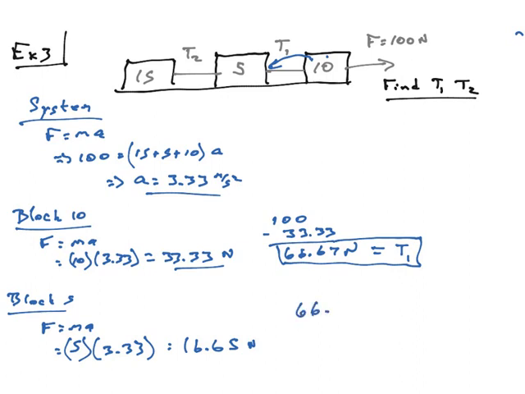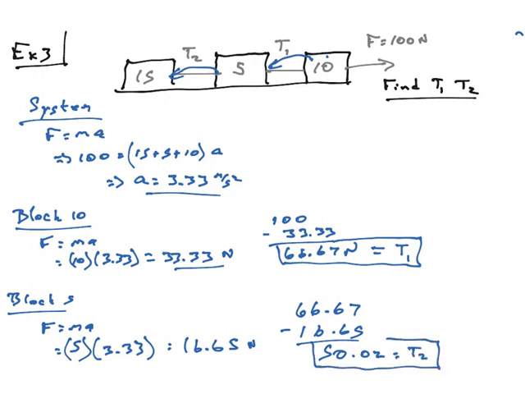So 66.67 minus the amount he needs, 16.65, and we get 50. Let's say 50.02. Of course, there's rounding here. If I didn't round, then the numbers would be a little prettier. But this 50, that's how much left over block 5 will pull on block 15 with. So this must be my T2. And now we're done. We have T1 and T2.